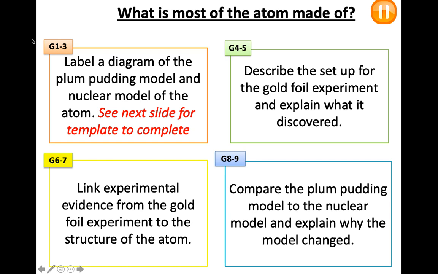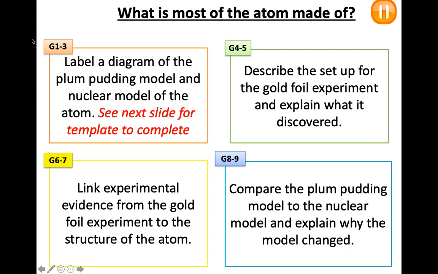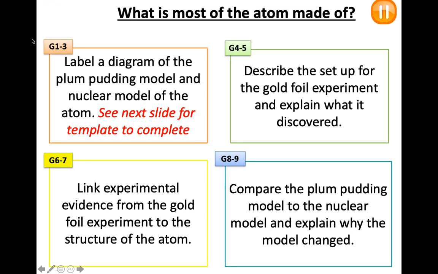So the orange, green and yellow task can all be done via these questions on this sheet if you have a printer. And the blue one is to compare the plum pudding and the nuclear model and explain why the model changed. So the nuclear model is the one that we did at the very beginning of the lesson. Okay, so pause the video and have a go at the tasks.